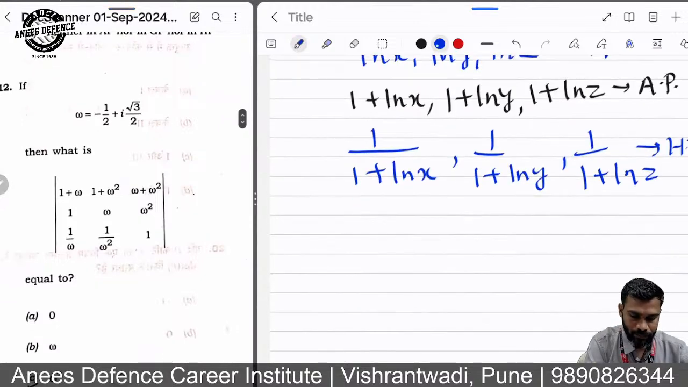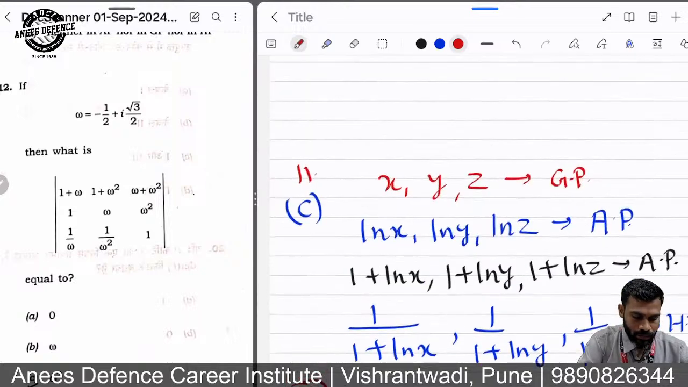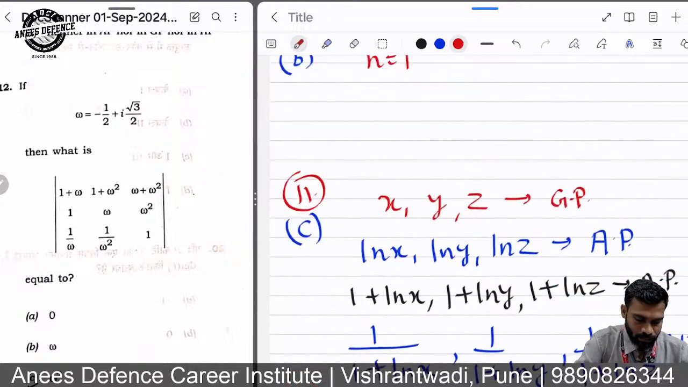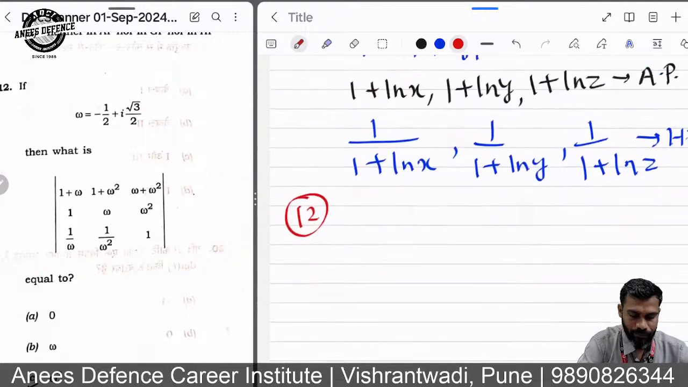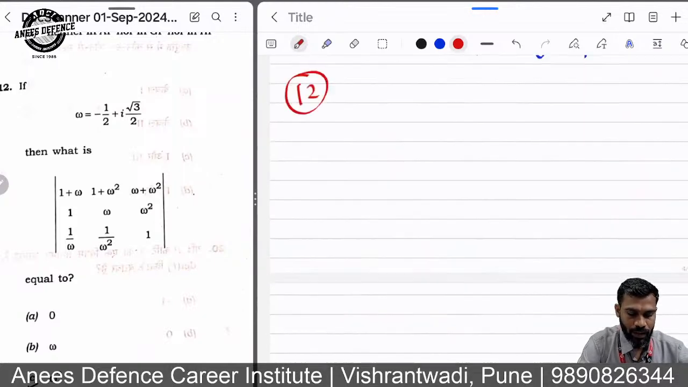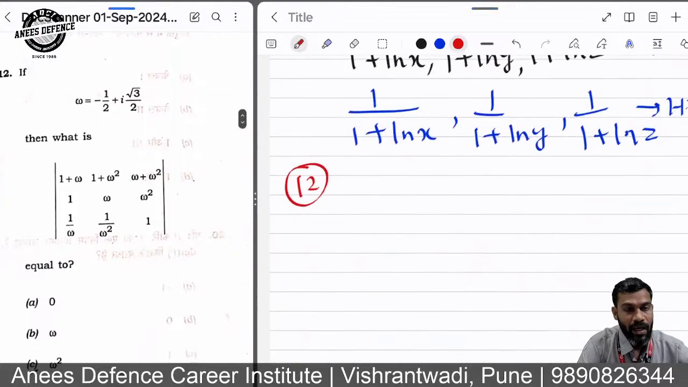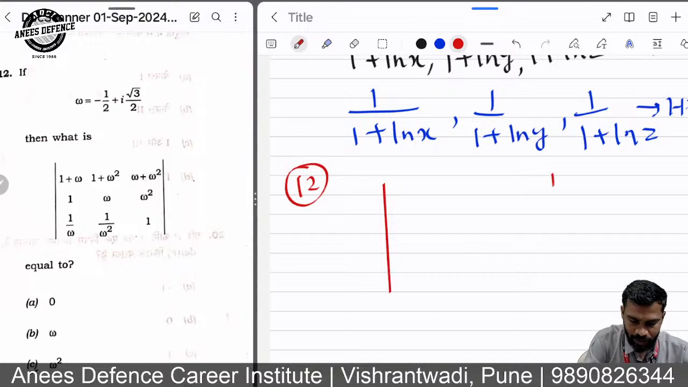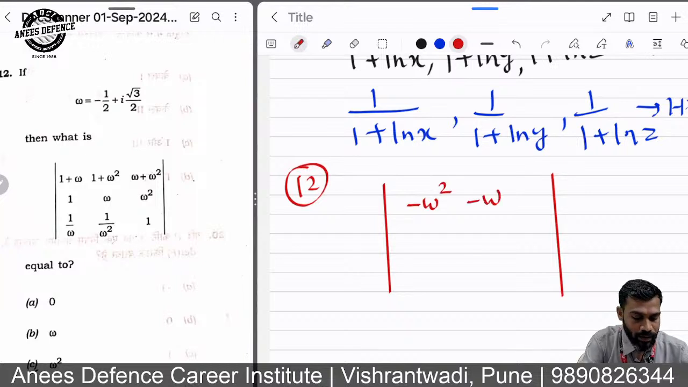Next one. Number 12. See, what is there in the question? Omega is already given, I mean the value of omega. So we have a determinant. I can write 1, plus omega, minus omega square. Similarly, I can write 1, plus omega square, minus omega, and omega, plus omega square, minus 1.